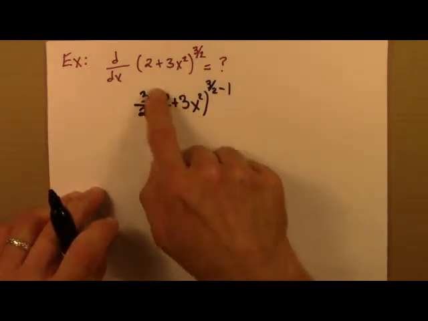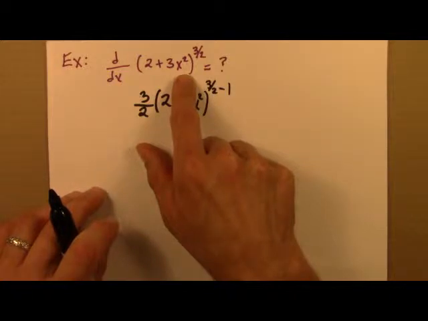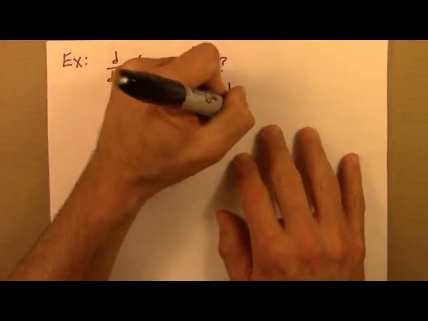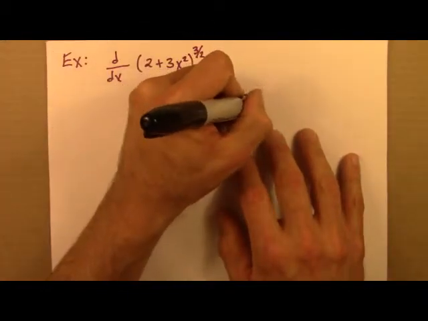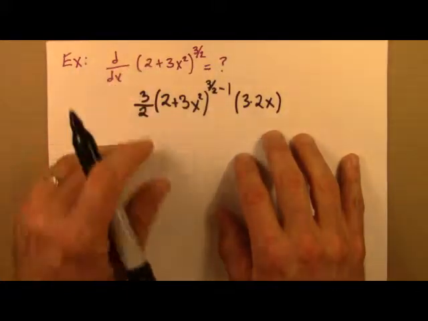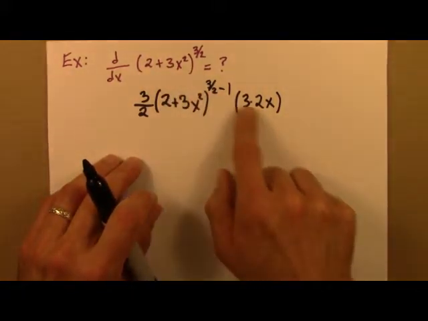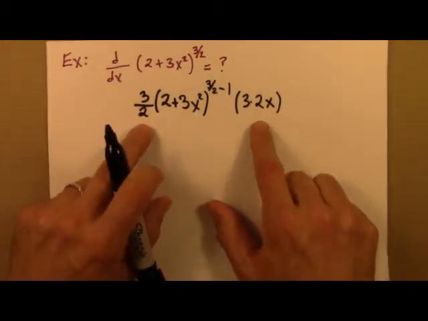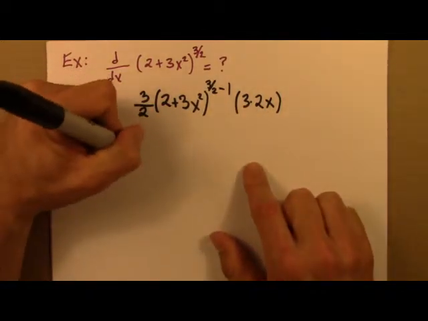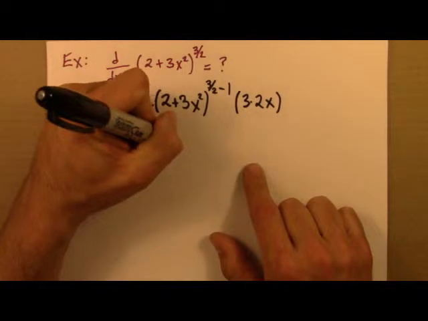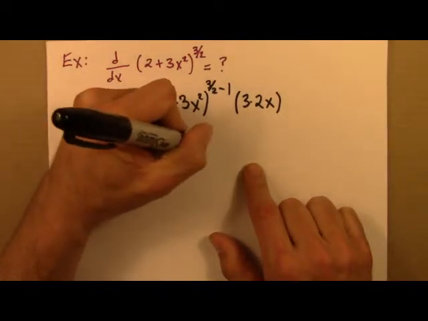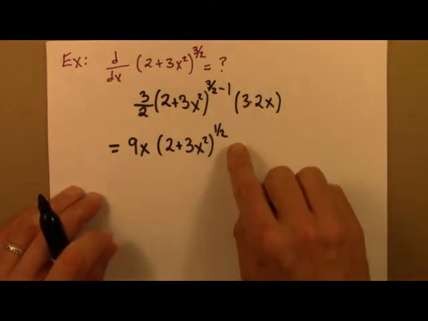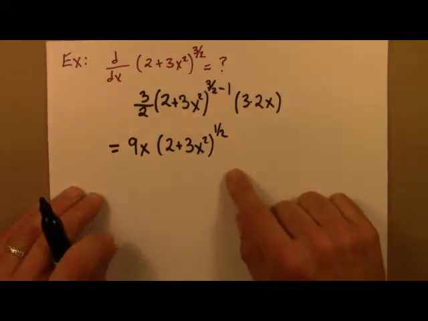So the derivative of the inner function, that's the derivative of 2 plus 3x squared. Derivative of 2 is 0. Derivative of 3x squared, let's see, that's 3 times 2x. Derivative of x squared is 2x, and the 3 just goes along for the ride. So let's see, if I simplify this a little bit, these 2's cancel, the 3's give me 9. I've got 9x times (2 plus 3x squared) to the, 3/2 minus 1 is 1/2. So that would be the answer.